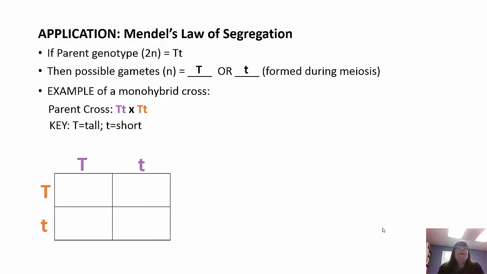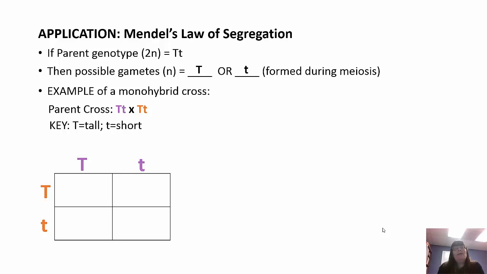So, using Mendel's law of segregation here, if the parent genotype is big T, little t, then the possible gametes that can be formed are going to be big T or little t. These are formed during meiosis, remember. And remember, the gametes are formed so one allele goes to one, the other allele goes to the other. So if you're going to cross big T little t with big T little t, remember uppercase T is tall, lowercase t is short.